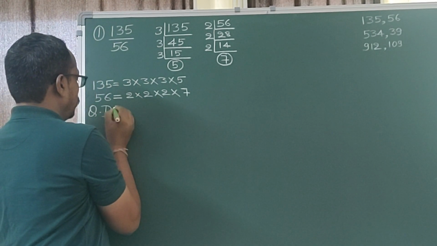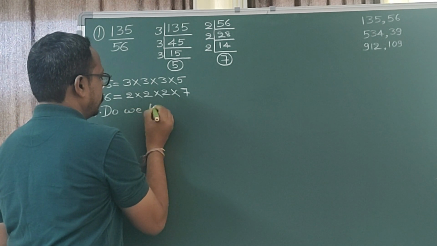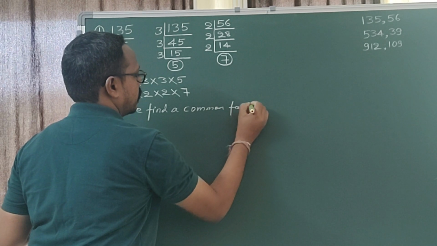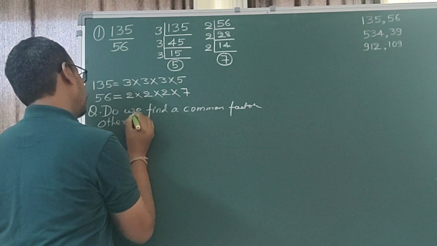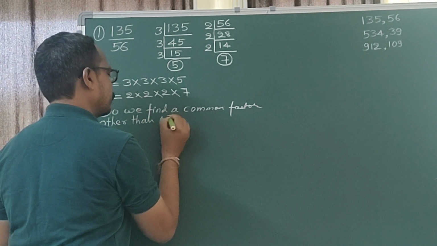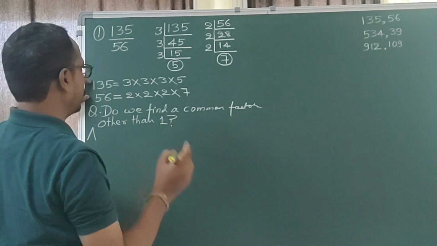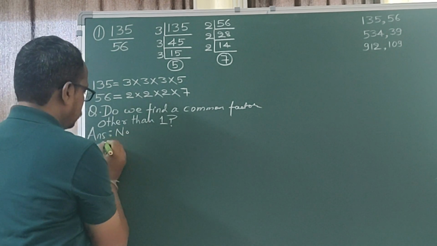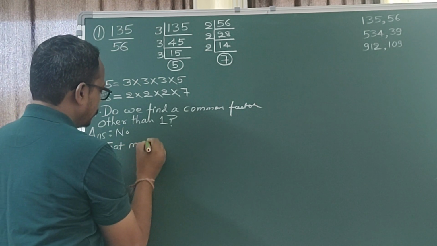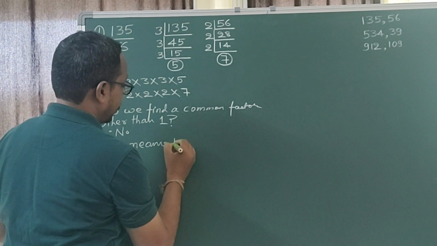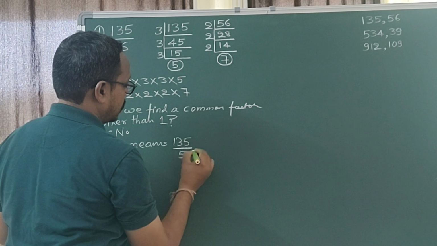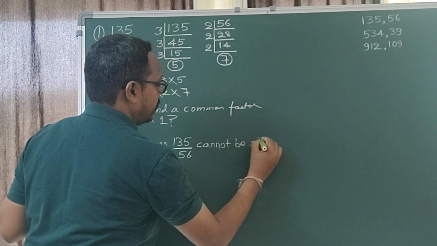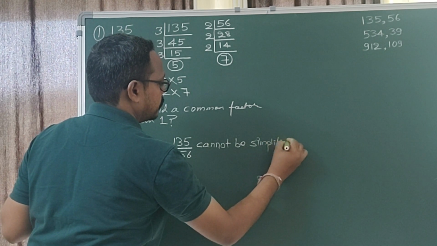I will ask a question: do we find a common factor other than 1? What is the answer to this question in this case? Do you see any common factor other than 1? So the answer is no. That means 135 by 56 cannot be simplified further, right? Cannot be simplified further.